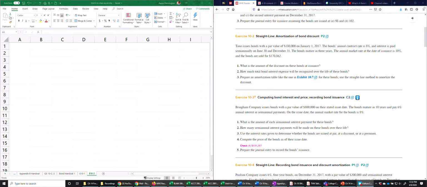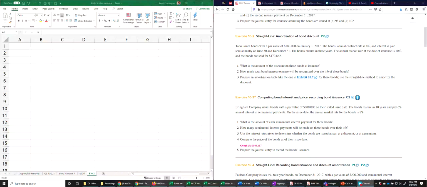Okay, so let's take a look at exercise 10-2. We're going to delve a little bit deeper into how we account for, in this case, a discount. The premium accounting is similar. It's just kind of reversed since discounts start with a debit and then we amortize or sell those away with equal credits. Premiums start with a credit and we amortize those away with equal debits. But let's talk about how that actually looks.